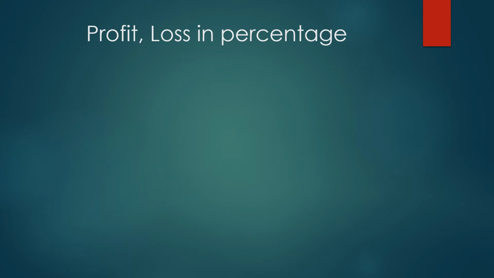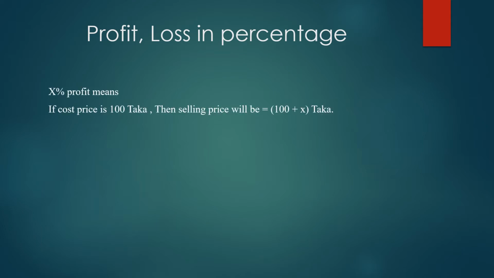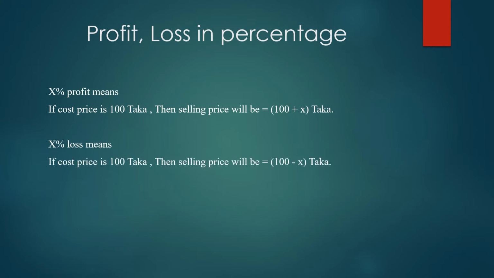Now, we learn about calculating profit and loss in terms of percentage. X% profit means for 100 taka cost price, we have X taka profit. That means the selling price will be 100 plus X taka. Similarly, X% loss means for 100 taka cost price, we have X taka loss. So the selling price will be 100 minus X taka.